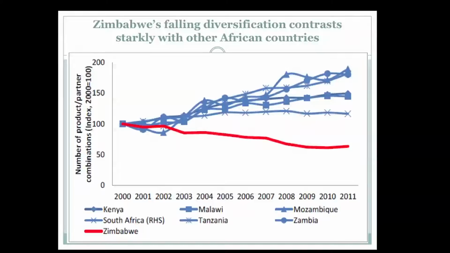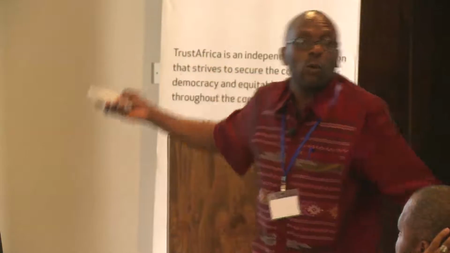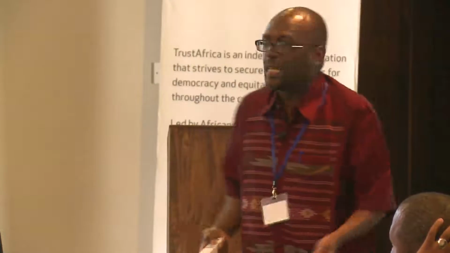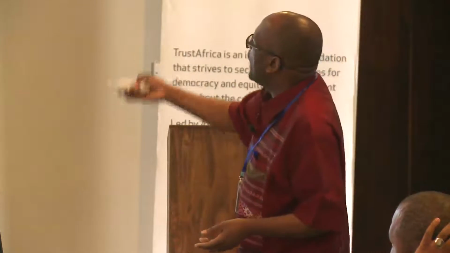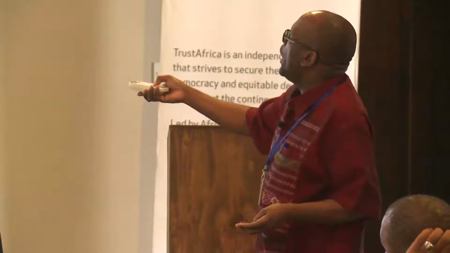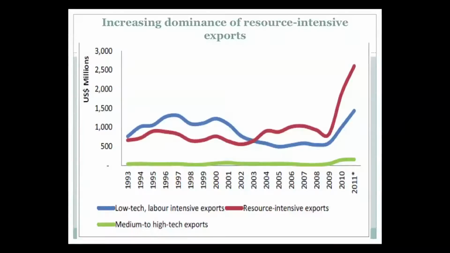You can look at all these other countries. We're not even comparing with Asia. If you compare with Malawi and so forth, their export basket is becoming more diversified. You know, we always say, don't put all your eggs in one basket, but Zimbabwe is now increasingly putting all its eggs in one basket. That's what it entails. So in essence, our exports are increasingly resource intensive. It's basically primary commodities. Zimbabwe is in debt distress.